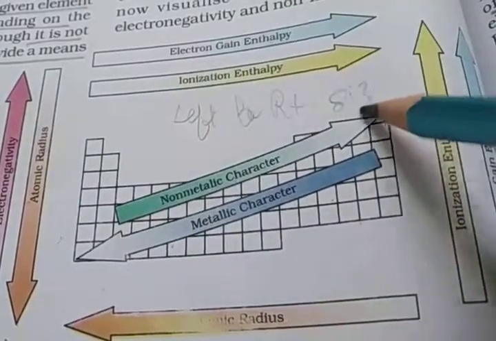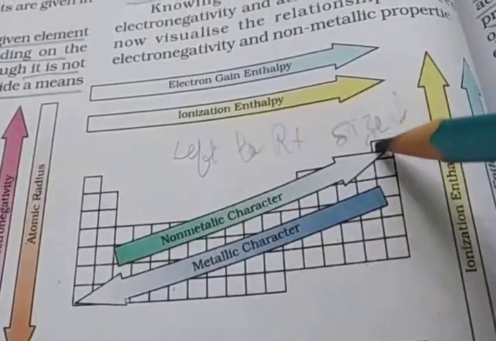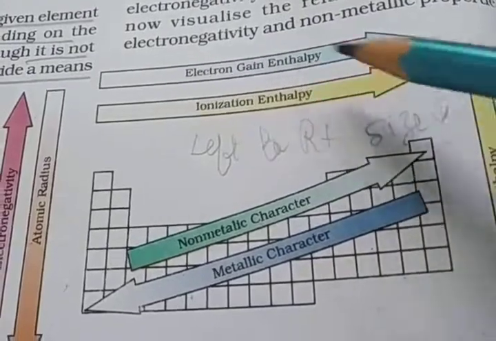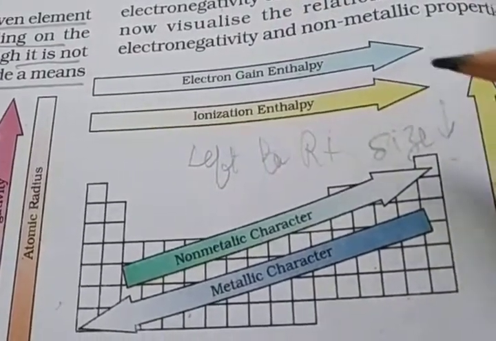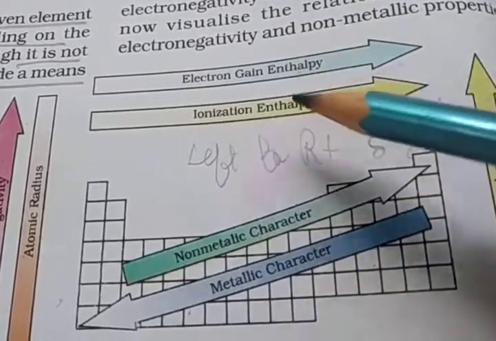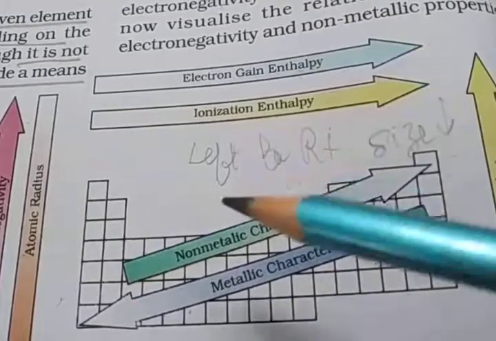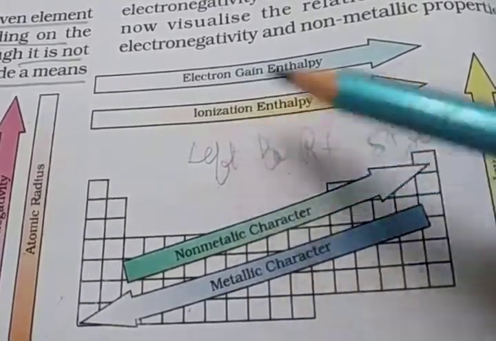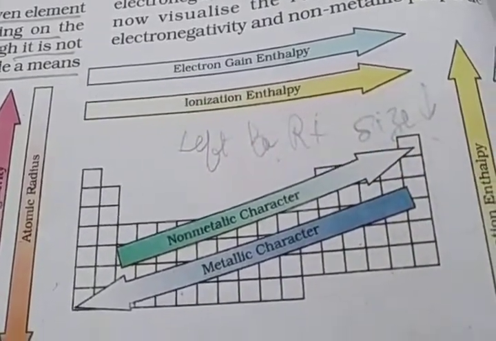size decreases. Okay, so size decreases. So according to the size, nuclear charge, electron gain enthalpy and ionization enthalpy also increase. Okay, so that means size is inversely proportional to electron gain enthalpy and ionization enthalpy. So whenever we go left to right, size decreases and then electron gain enthalpy and ionization enthalpy increase.